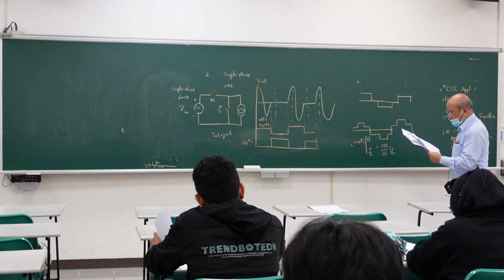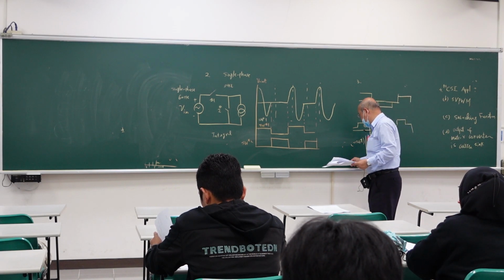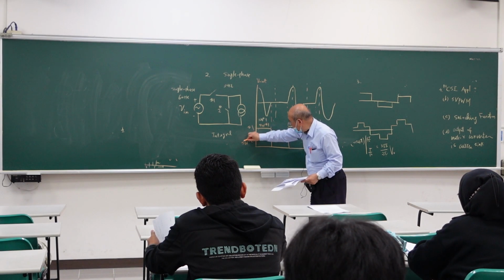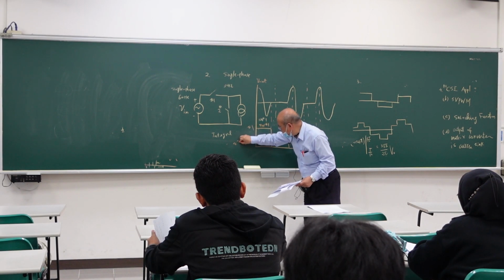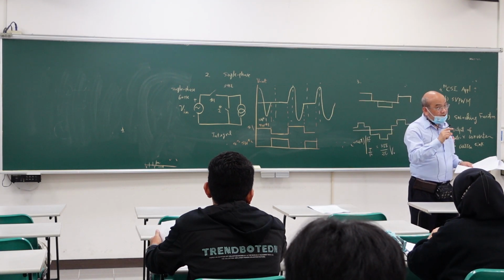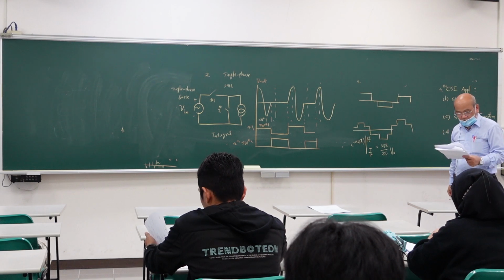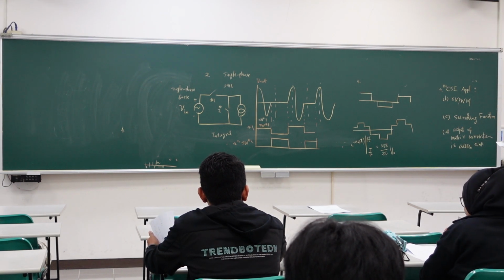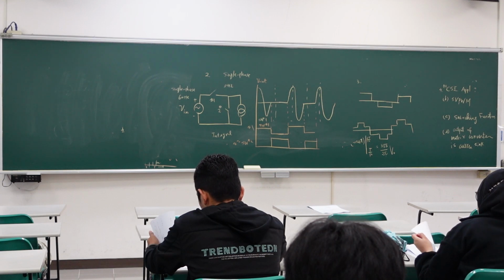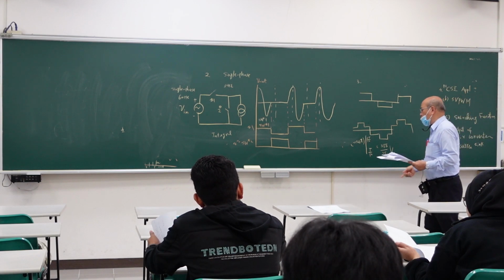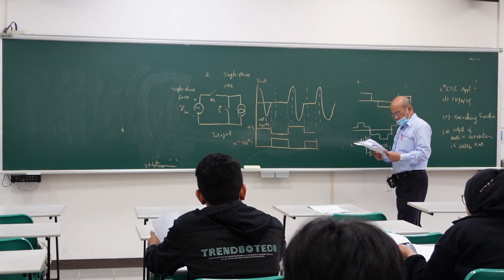So plot the switching functions. First, this is the switch 1 switching function. This is the switch 2 switching function. Both of them have 50-50 duty cycle. Okay, so this is problem A. So you can draw this waveform. It is okay.